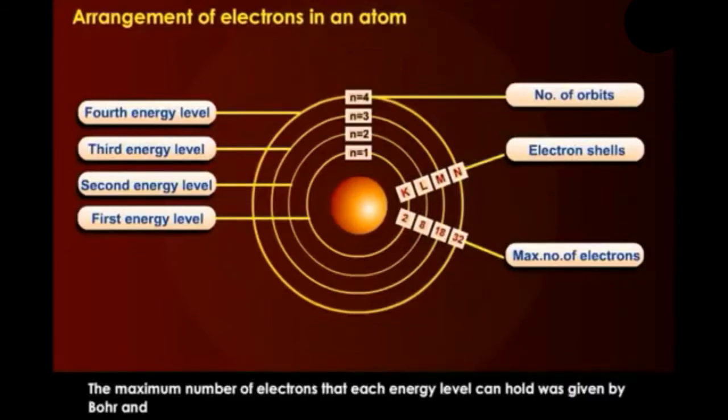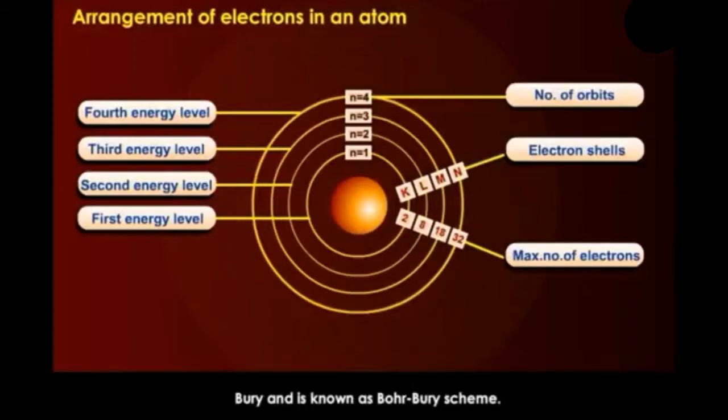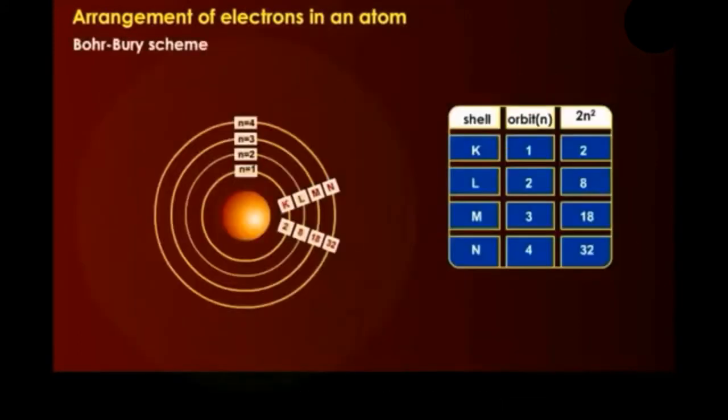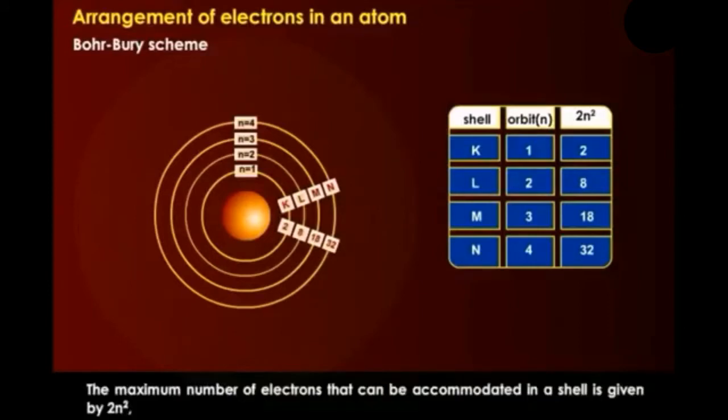The maximum number of electrons that each energy level can hold was given by Bohr and Bury, and is known as Bohr-Bury scheme. Bohr-Bury scheme for the distribution of electrons in an atom. So electrons fill up the lower energy level first.